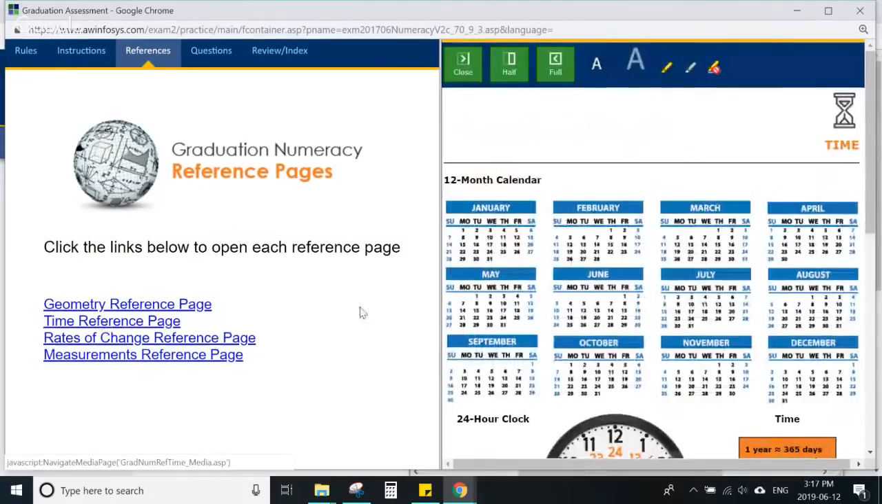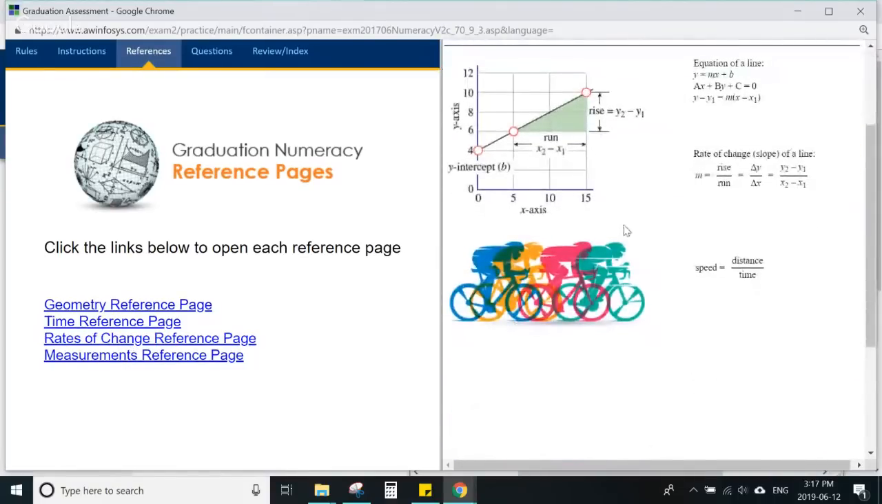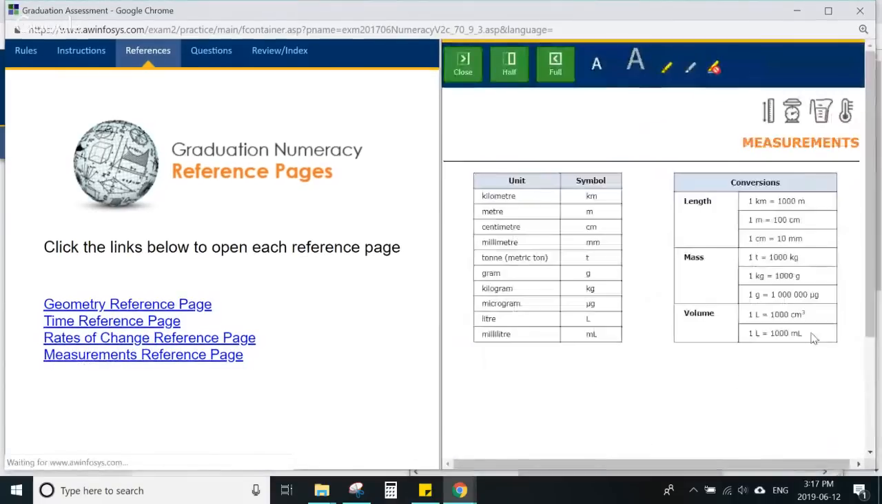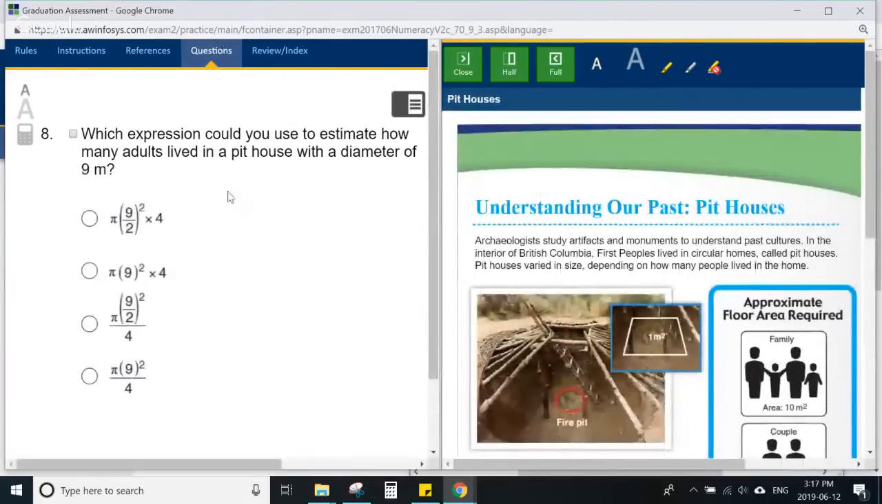There's also a time reference page to figure out how many days are in a year, or months, or weeks in a month, etc., as well as rates of change and slope, and some different measurement conversions. How many centimeters are in a millimeter, or how many millimeters are in a centimeter. So don't forget that. Okay, we want to go back to the question here. So we're going to click on questions. And remember that our formula is pi r squared. And if we looked on the references page, the diameter divided by 2 is the radius. So pi r squared is what we're looking for.